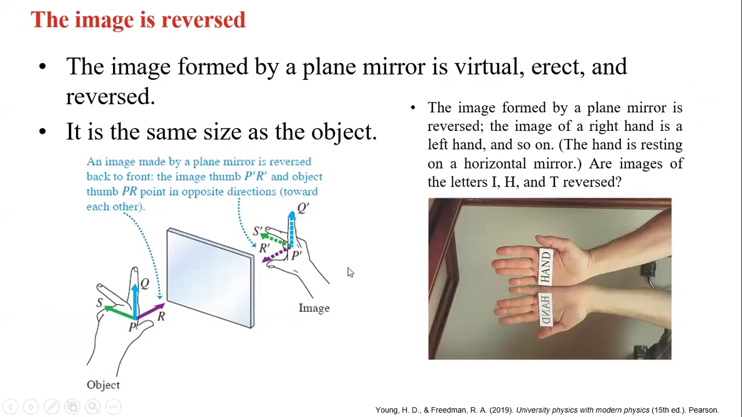Okay, for a plane mirror, the image formed is virtual, erect and reversed. It is the same size as the object, as we have discussed, but it is reversed. Here in the figure, the image formed by a plane mirror is reversed, and the image of a right hand is the left hand, and so on.